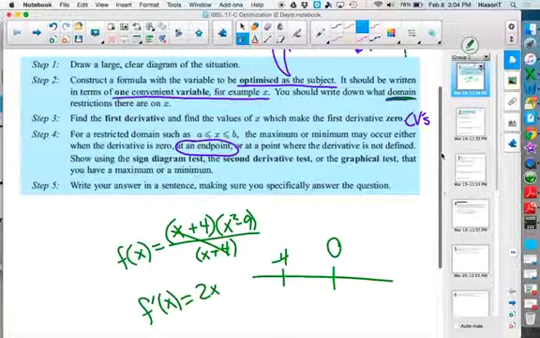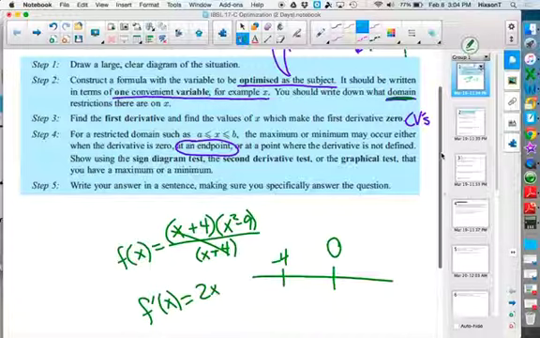Now, finally, make sure that you clearly answer the question. Don't just do a whole bunch of calculus and have a number at the end and just leave it up to whoever happens to be reading it to figure out what your answer is. Make sure that you clearly explain what the solution is to your problem.